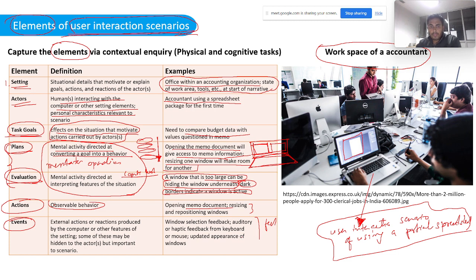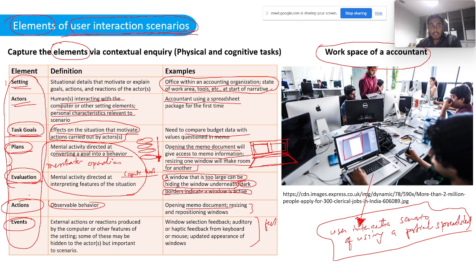Okay, so again, if he is pressing certain keys and the keys give him some sound, probably those are the feedbacks that are required. So in a particular contextual inquiry, where you are involved in the inquiry of a user interaction scenario, you try to capture all such elements, and later, based on these various elements, you decide on the various requirements. Okay, and there are different techniques.